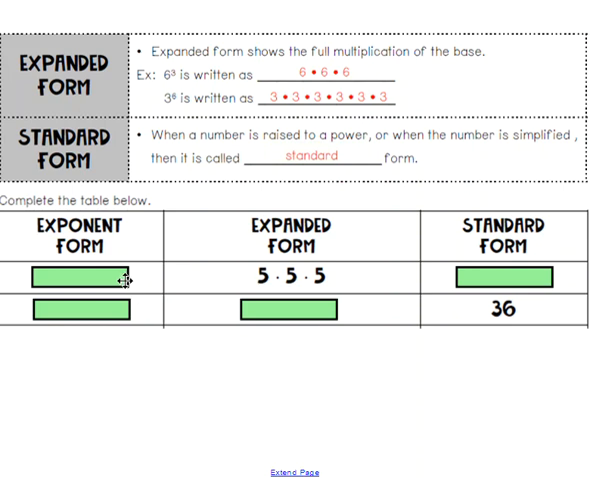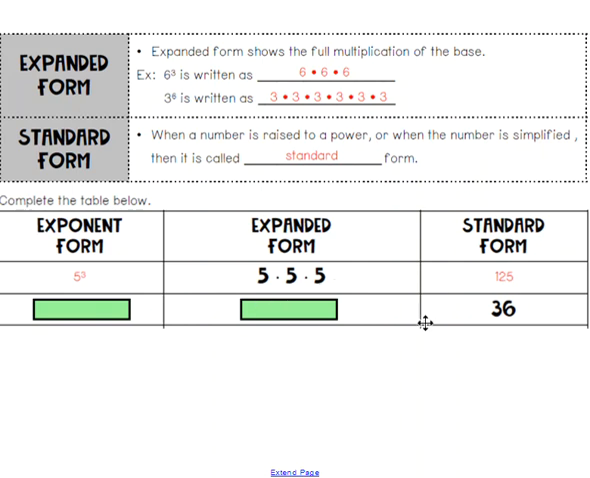So if we look at exponential form, well, this is what the expanded form is. So I know that in exponent form, that would be 5 multiplied 3 times, which is going to look like that. And if I were to actually solve that problem, 5 times 5 times 5, I would get 125. That's standard form. So we can see this in 3 different forms. These are all equivalent. They're all the same.